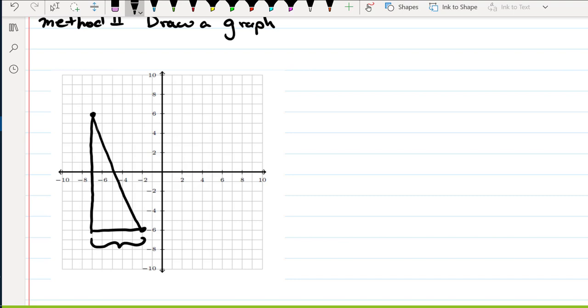Well, what's the length of the base of that triangle? Well, I just counted off the graph: 1, 2, 3, 4, 5. And then what's the height of the triangle? Well, 1, 2, 3, 4, 5, 6, 7, 8, 9, 10, 11, 12.